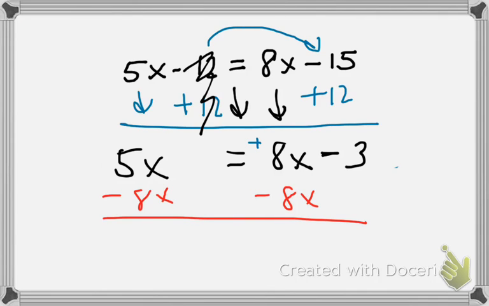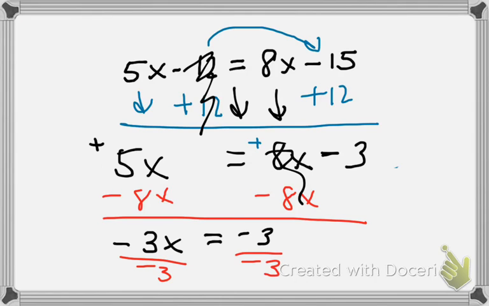Again, we've got to watch out for our signs here because this is a positive 8x. That's a minus 8x. So the answer is going to be a negative 3x equals, this is a zero pair, a negative 3. Now this is the easy part. What's my variable? It's x. What's being done to x? It's being multiplied by negative 3. So the opposite is divide by negative 3 on both sides.